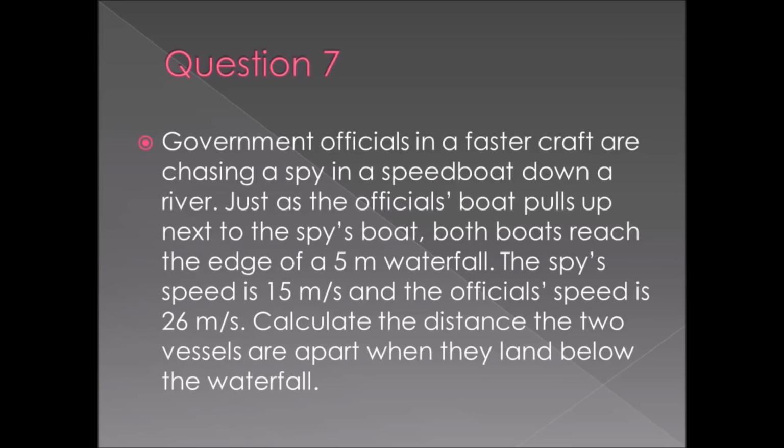Question 7. Government officials in a faster craft are chasing a spy in a speedboat down a river. Just as the official's boat pulls up next to the spy's boat, both boats reach the edge of a 5-meter waterfall. The spy's speed is 15 meters per second, and the official's speed is 26 meters per second. Calculate the distance the two vessels are apart when they land below the waterfall.